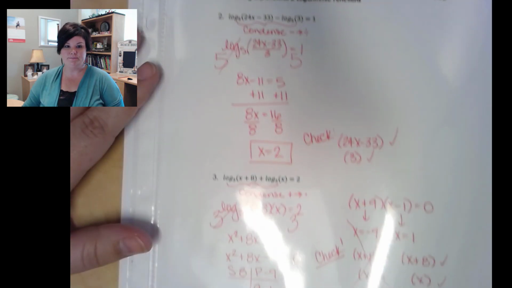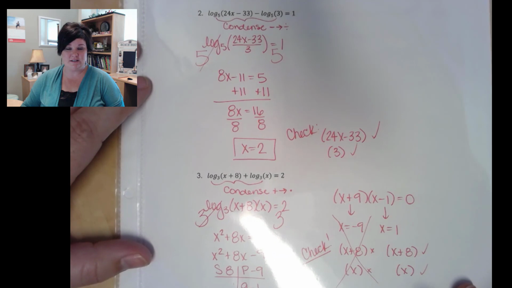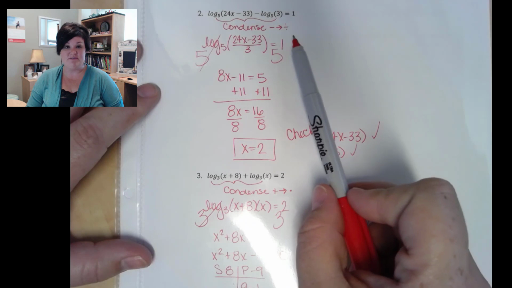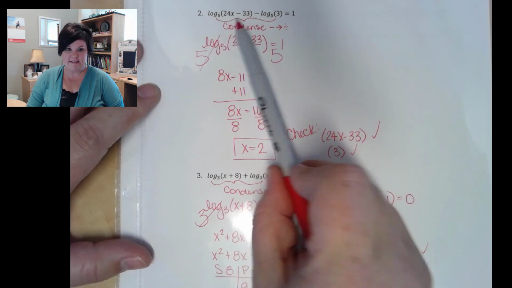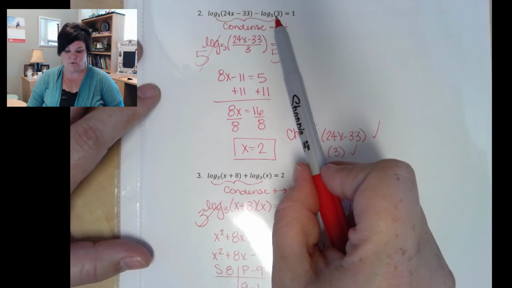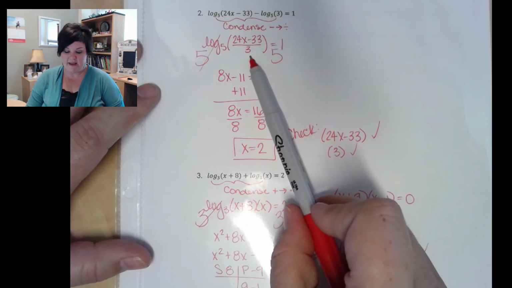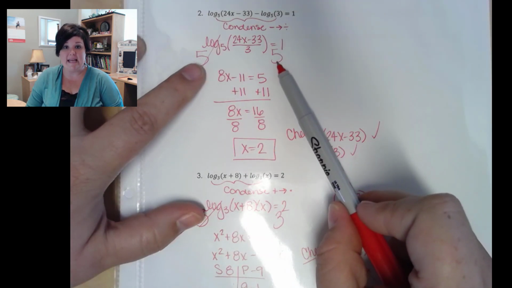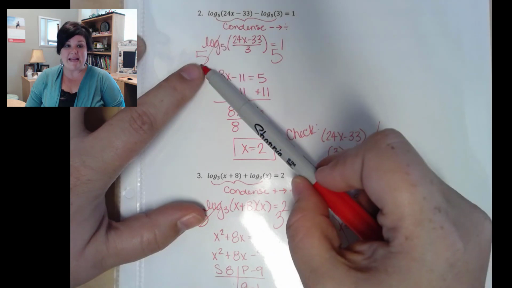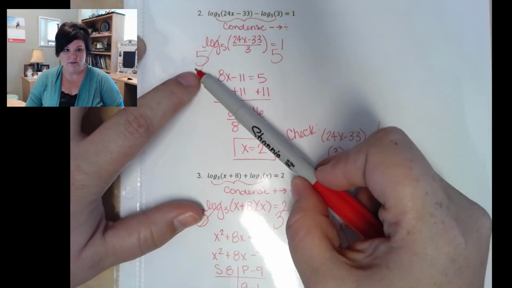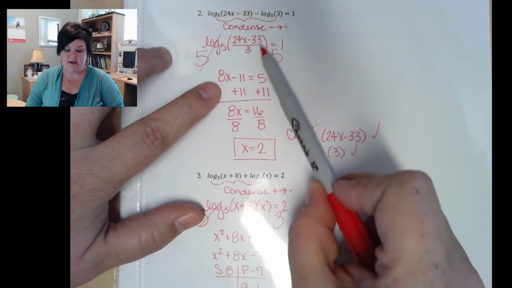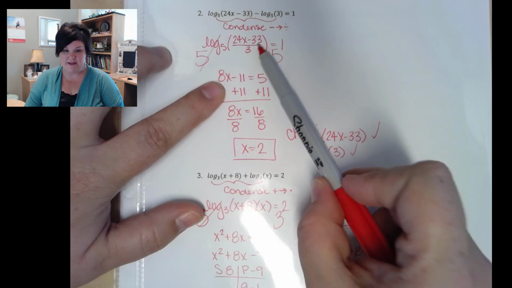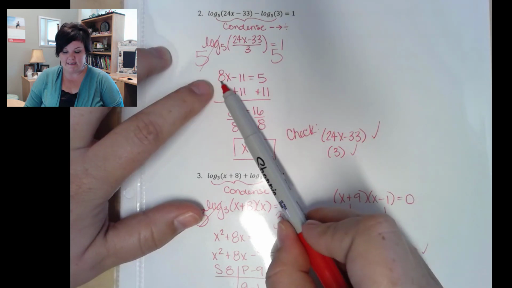Number 2 needs to be condensed first, right? We have a subtraction. Subtraction condenses into division. So we're going to divide our inside values. Remember, the one that's subtracted is the one that ends up on the bottom. And then once we have it written as one log term, then we can go ahead and put in that exponential base to cancel out the log. So 5 raised to the log base 5 will cancel, and we'll be left with just this inside value, which happens to reduce, right? Because 3 goes into 24 8 times, 3 goes into 33 11 times. So we're left with 8x minus 11.